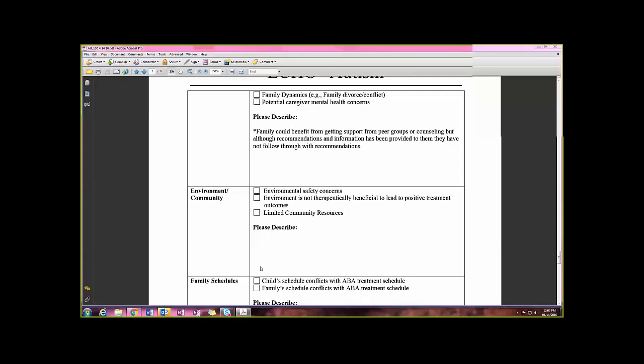Mom does have a very close friend, who is sometimes part of the session. She kind of knows what's going on, and she's a big support system for the family, her and her husband. So that's kind of where we're at.